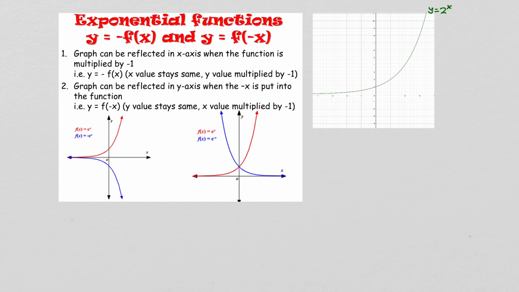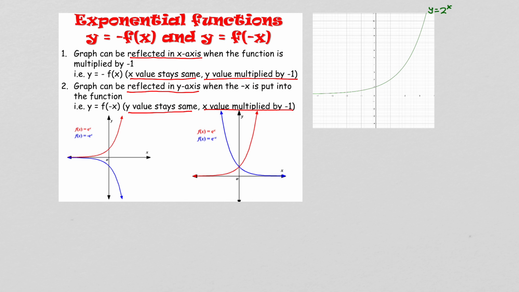So the graph will be reflected in the x-axis when the function is multiplied by minus 1. So in other words, the x value will stay the same, but the y value will be multiplied by minus 1 when it's reflected in the x-axis, as we can see here with e to the x and minus e to the x. Where if the graph is reflected in the y-axis, then the y value will stay the same and the x value gets multiplied by minus 1. So here we have the red graph is e to the x, whereas the blue one is e to the minus x.